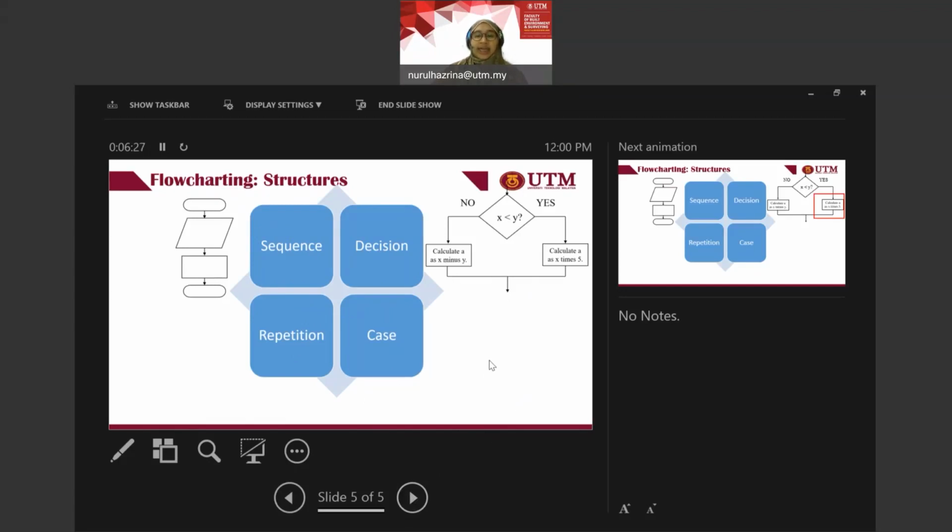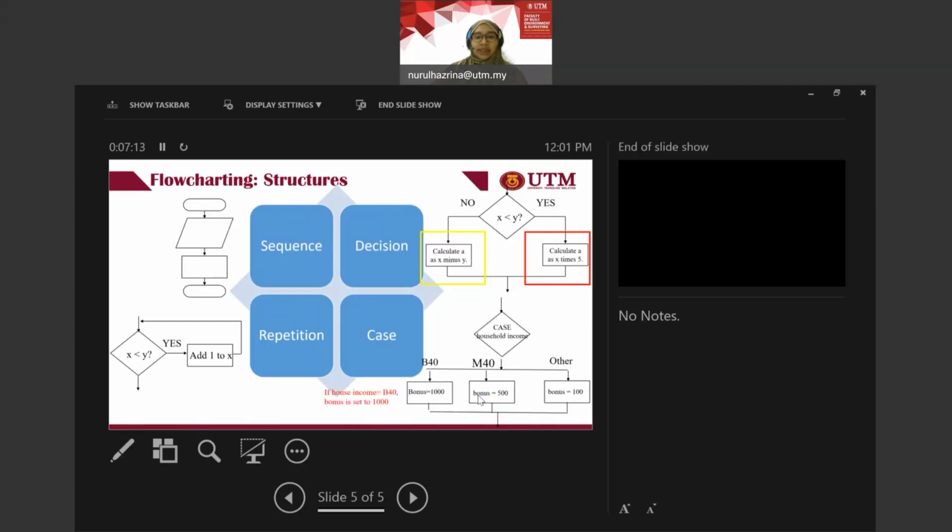In this example, a condition is set: x is smaller than y. If this is true, then the program will execute an action that calculates a as x times 5. Otherwise, the program will perform actions that calculate a as x minus y. The next structure is repetition. These structures usually involve looping, and a loop must eventually terminate, otherwise infinite looping is created.